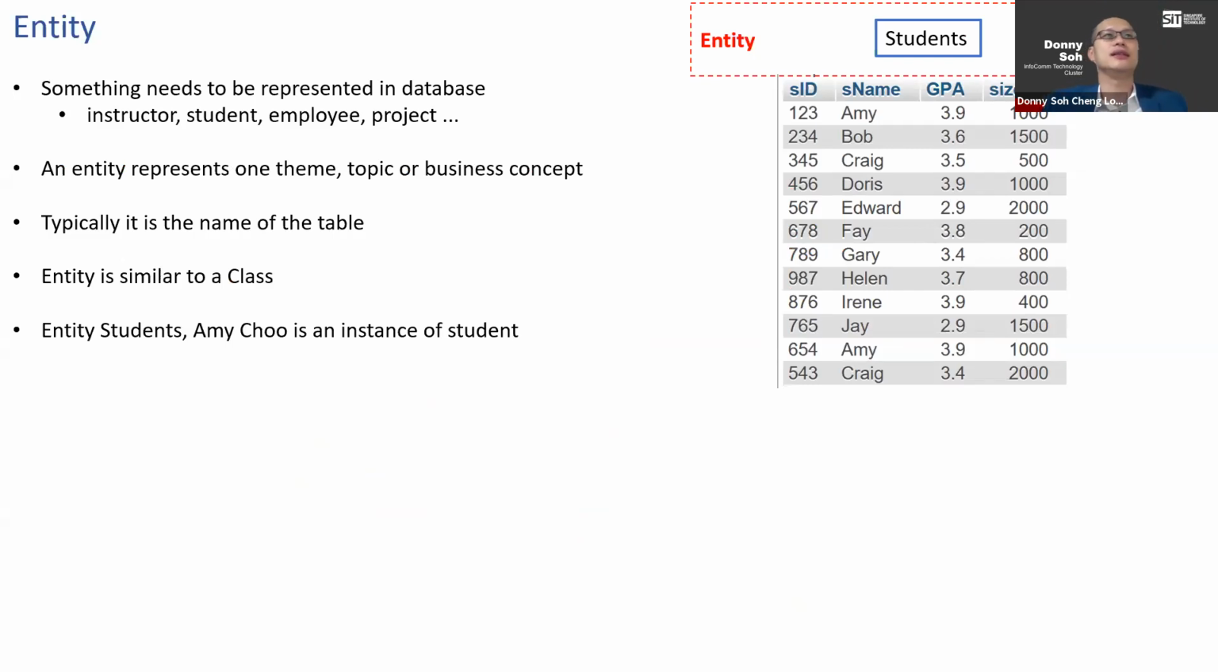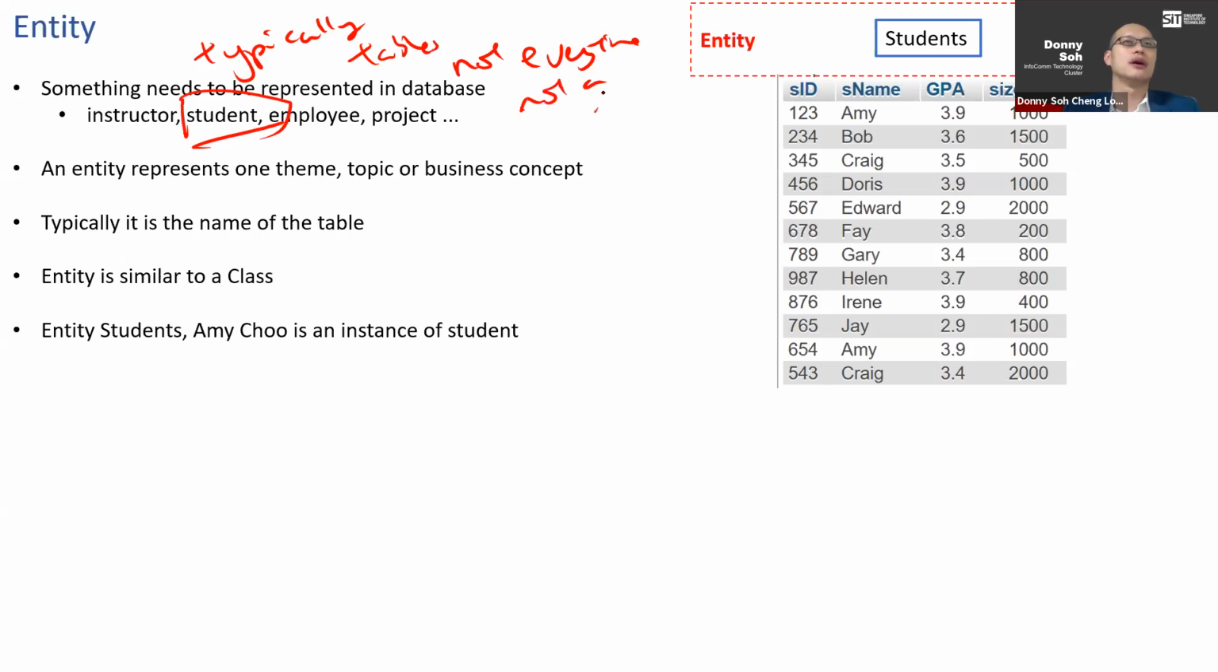Some things, we have entity. So we talked about earlier things that need to be represented in the database: student, instructor, employee, project. Typically, but not every time, these have their own individual tables. It's not a rule, but it is not surprising to see many of these become actual tables by themselves. Typically it's the name of the table. So an entity relates to one theme, topic or business concept.